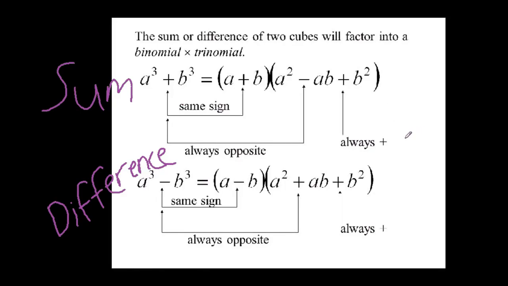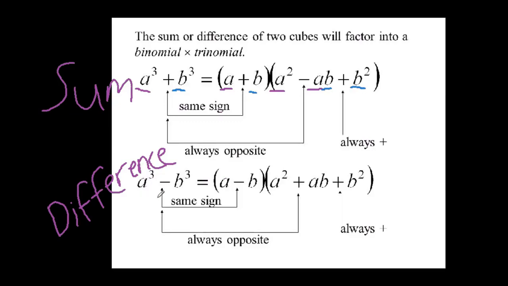Few things to know here. The A is going to show up three times. It's going to be the first term in this binomial, the first term in this trinomial, and it's going to appear right here in the middle of the trinomial. Similarly for the B, it's right here. It's the second term of the binomial. It's in the middle term of the trinomial, and it's in the last term of this trinomial.